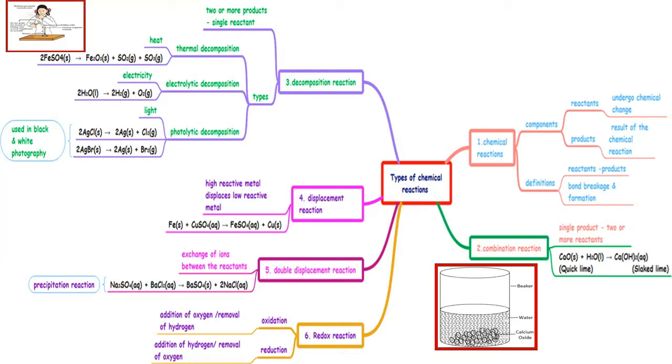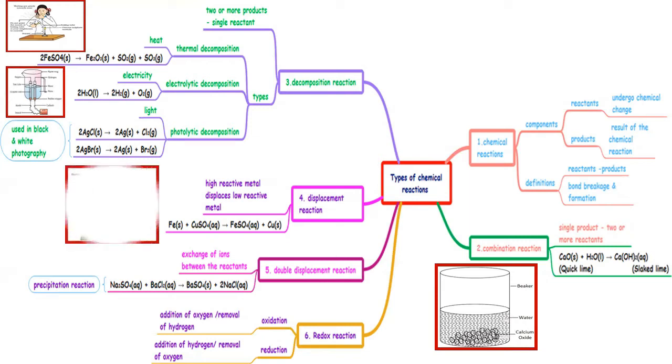Electrolytic decomposition takes place in the presence of electricity. An example is the electrolysis of water to give hydrogen and oxygen. Photolytic decomposition takes place in the presence of light. The examples include decomposition of silver chloride and silver bromide. These two reactions are used in black and white photography.